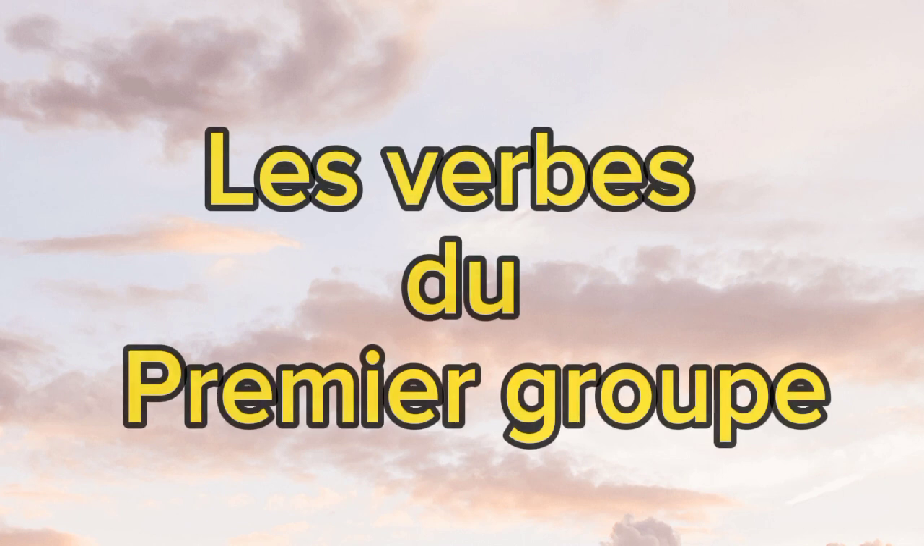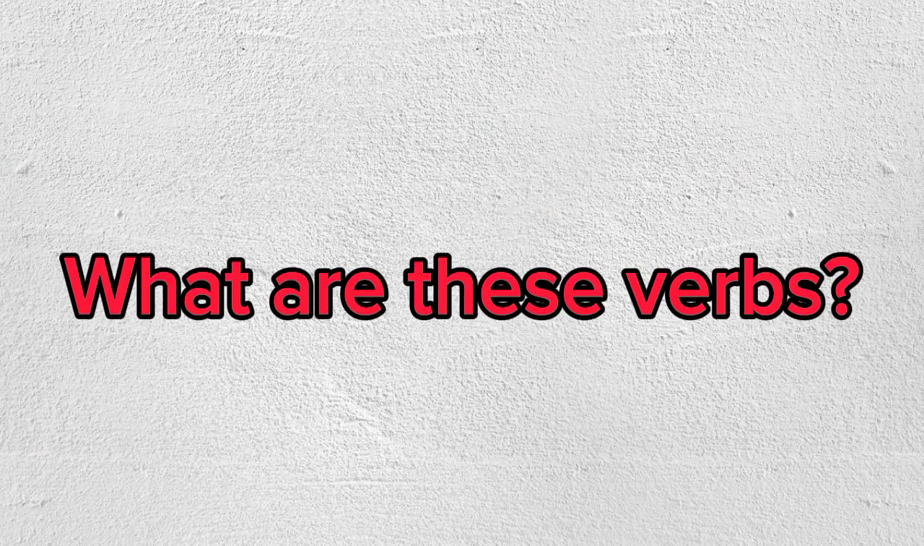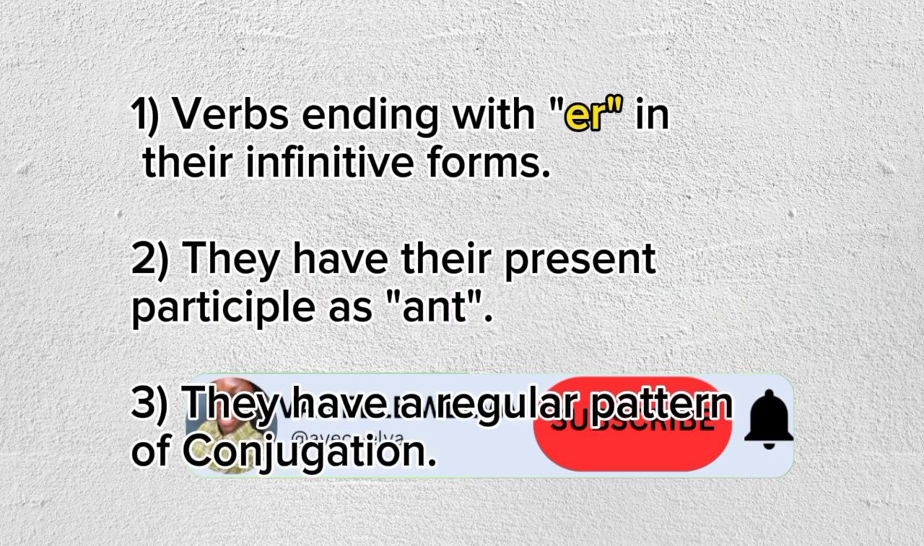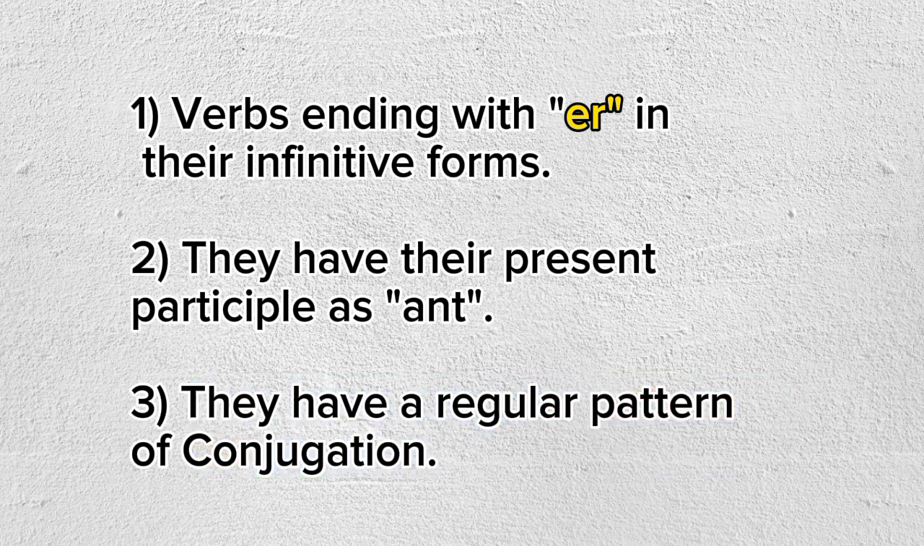There are three groups of verbs in French. The first group, the second group, and the third group. Today we are going to see the first group of verbs in French. So what are these verbs? Most verbs in French fall into this category of verbs.